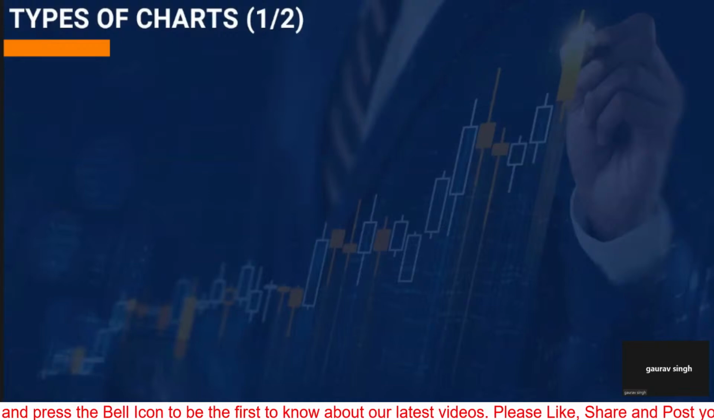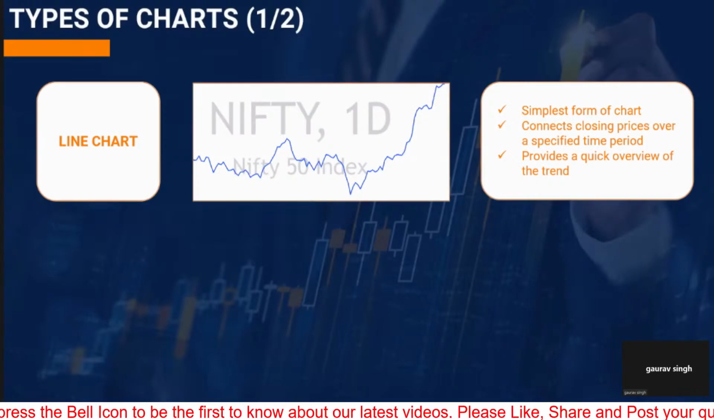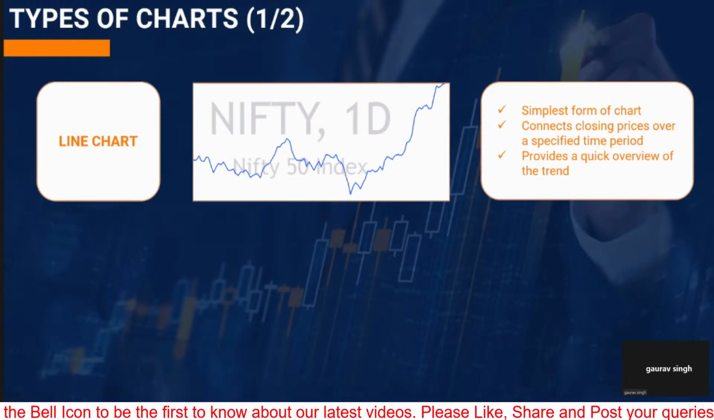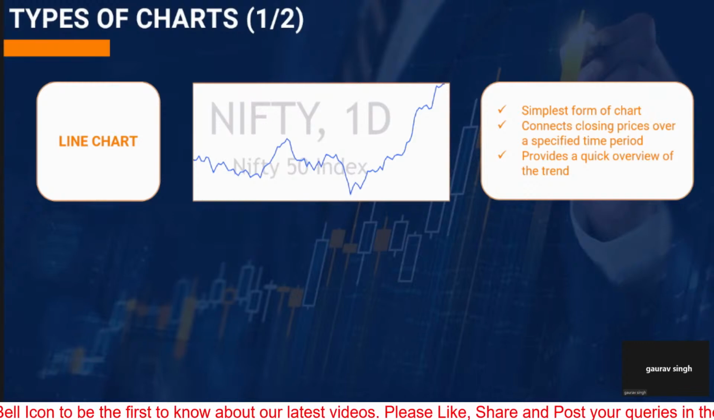So the different types of charts that we have is the line chart. Line chart is nothing but the simplest form of chart. What it does is it just connects the previous day's closing and today's closing, and you plot a line graph in that.